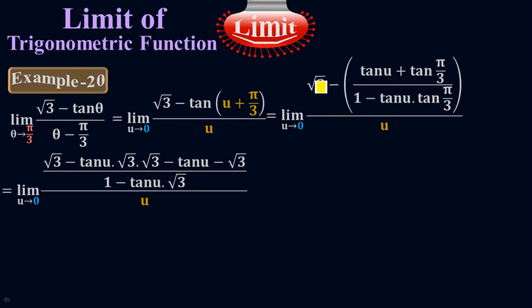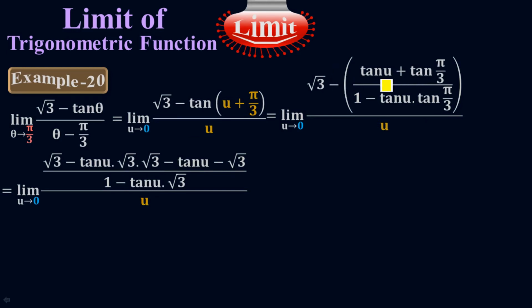So it will become √3 times 1 is √3, minus √3 times tan u times tan π/3, which will be tan u times √3 times √3, because look, tan π/3 is √3. Just put √3 for tan π/3. And then minus, there is a minus.